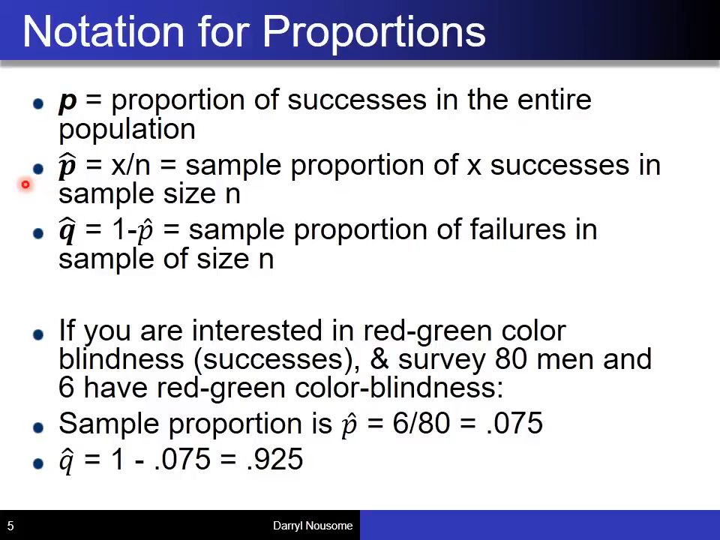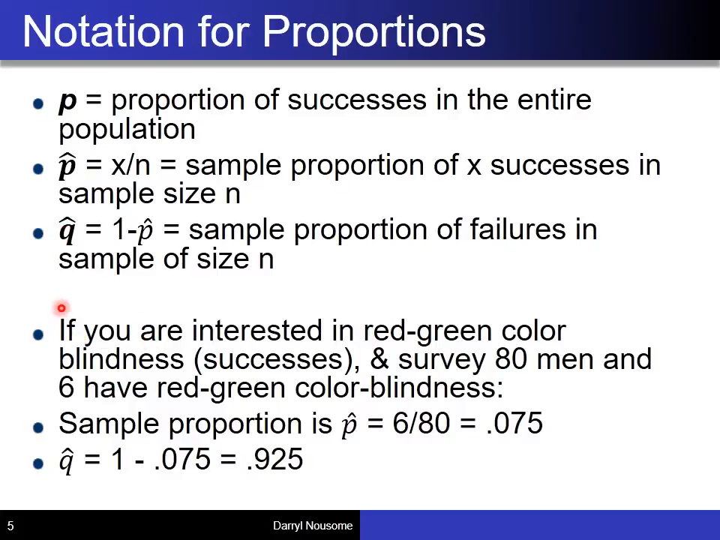Okay, we use the p hat, and that's our notation for the sample, right? So our sample proportion of x successes in sample size n, right? So x over n, right? How many times did something come up true over the sample size that you have? Okay, q hat here is the sample proportion of failures in the sample size of n, right? So just 1 minus p hat, or you can say, the non-trials that didn't happen over the size of n.